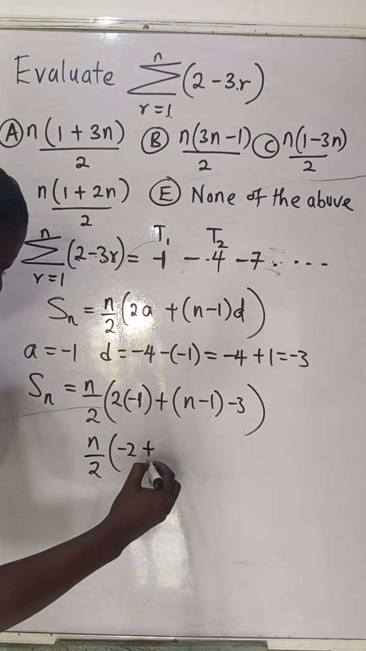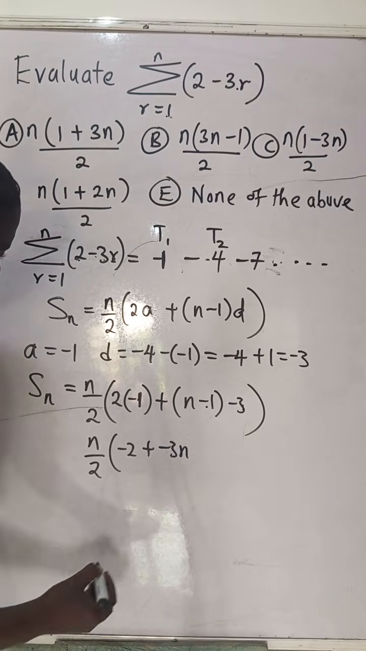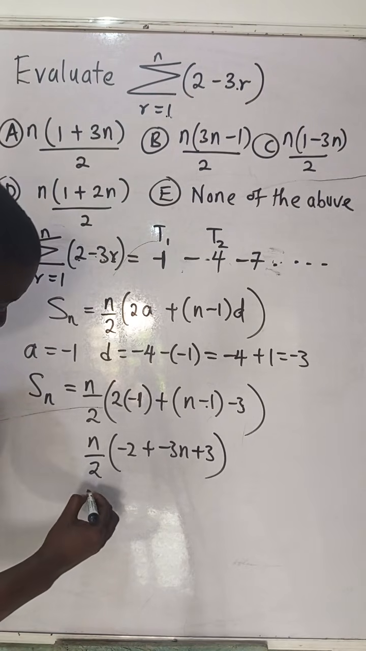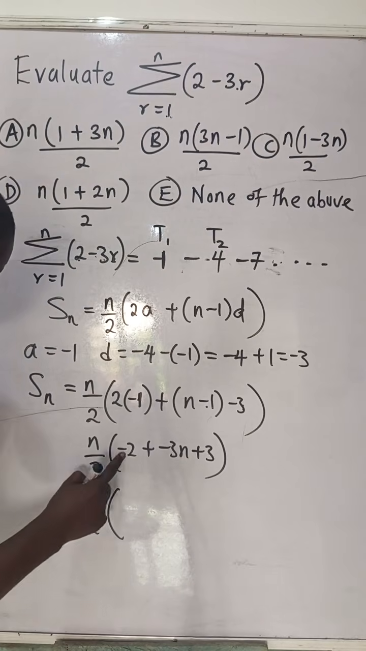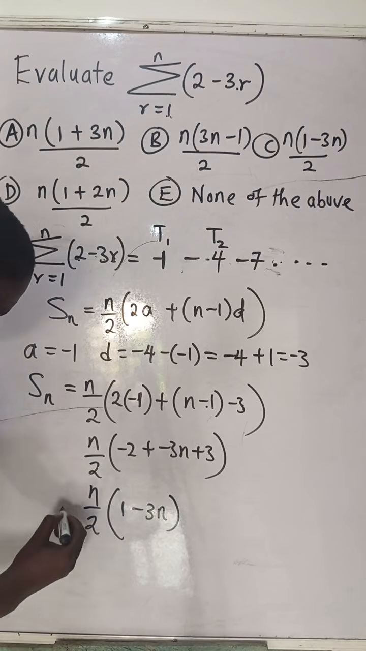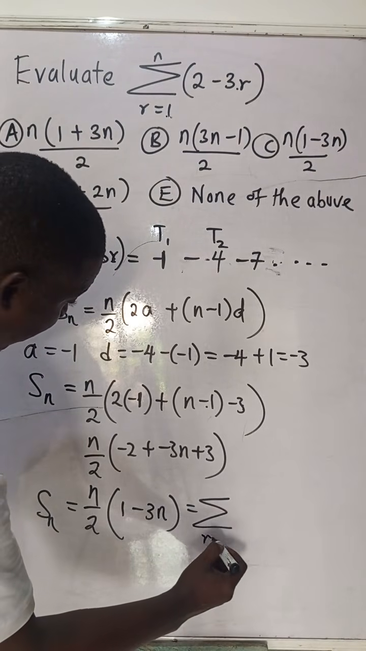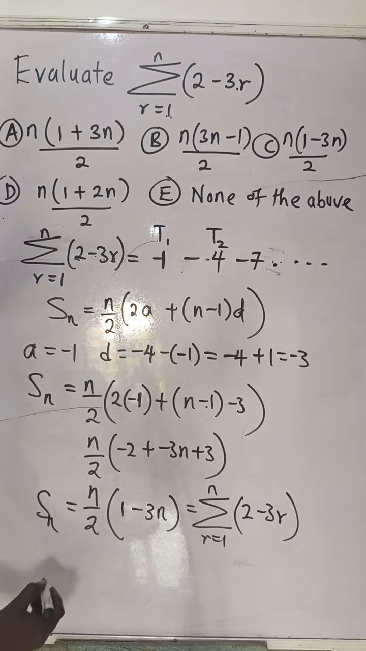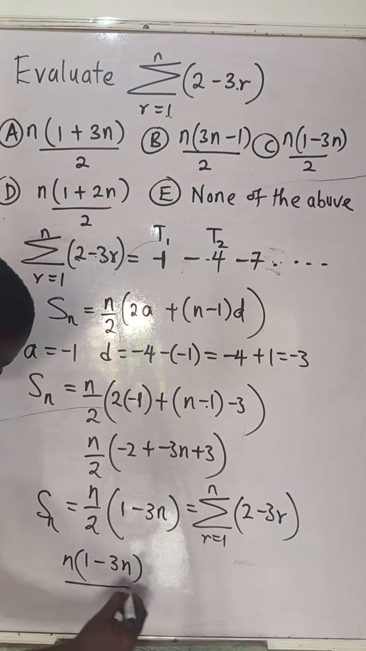So I would have n over 2 into bracket minus 2 plus minus 3 times n, or minus 3n. Then minus 3 times minus 1 will give us plus 3, all multiplied by n over 2. So n over 2 times minus 2 plus 3, which is plus 1. So I would have 1 minus 3n. So this gives us the sum of n terms, which is equivalent to the sum from r equals 1 to n of 2 minus 3r. So our answer is 1 minus 3n, all times n over 2.